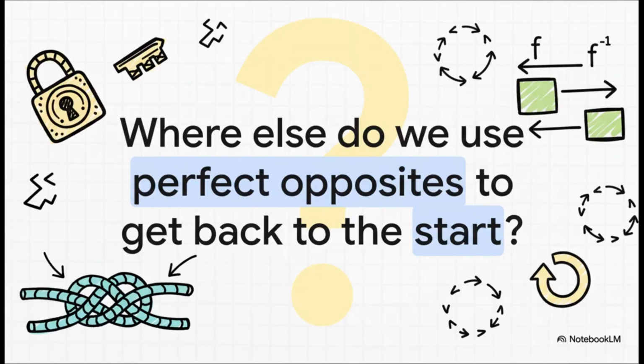You know, this idea of a perfect reversal, of an action having a perfect undo, it's such a powerful concept. It shows up everywhere, from locking and unlocking a door to cryptography to just untying your shoes. So it kind of makes you wonder, right? Where else in your life do you rely on these perfect opposites to get you back to where you started?